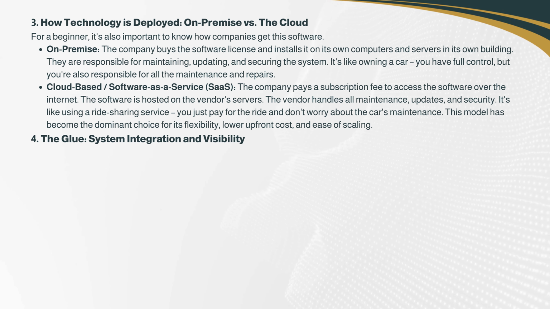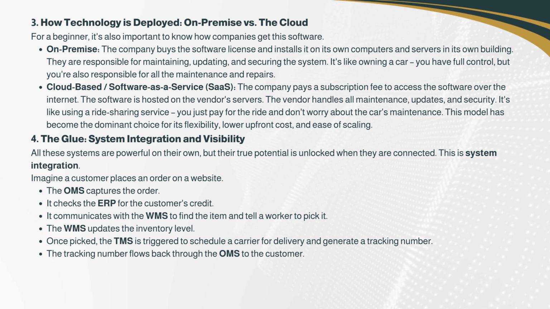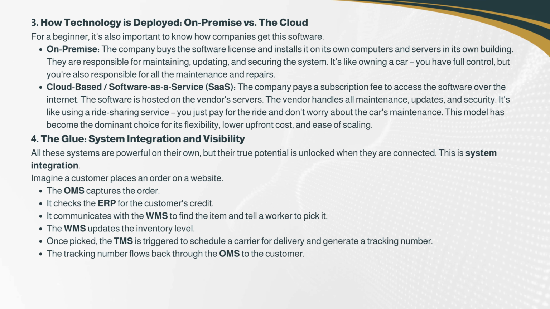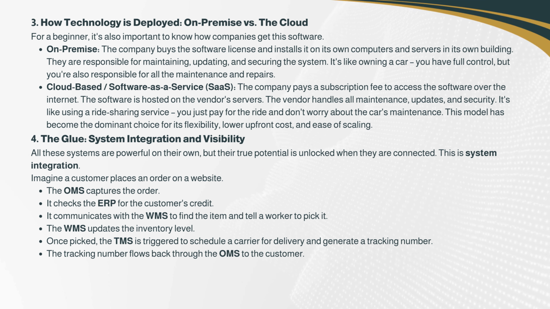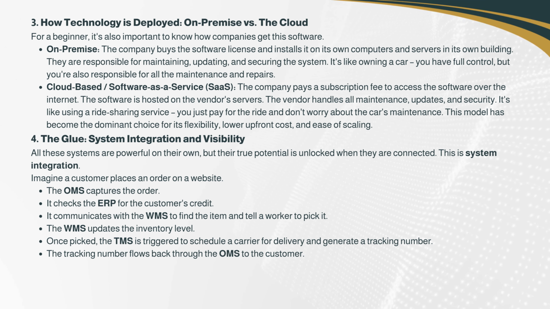4. The glue: system integration and visibility. All these systems are powerful on their own, but their true potential is unlocked when they are connected. This is system integration. Imagine a customer places an order on a website. The OMS captures the order. It checks the ERP for the customer's credit.